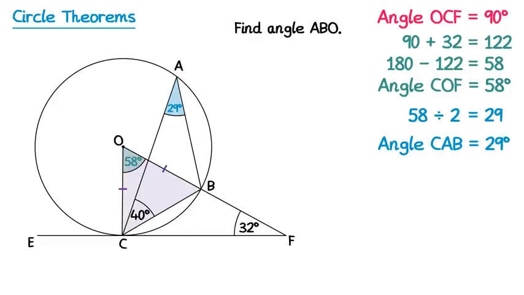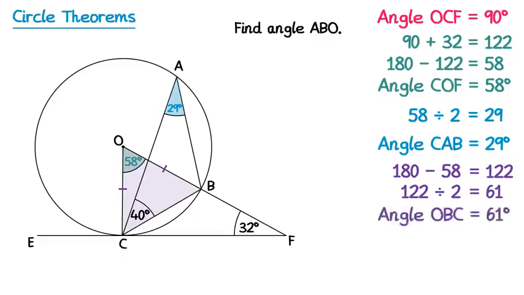This means the triangle COB is an isosceles triangle, so two of the angles must be the same. So if we subtract 58 from 180, we get 122, and then if you half 122, you get 61. This means both of the base angles in that isosceles triangle must be 61 degrees. The one that's important to us is the angle OBC. So angle OBC is 61 degrees, we can add this to the diagram as well.